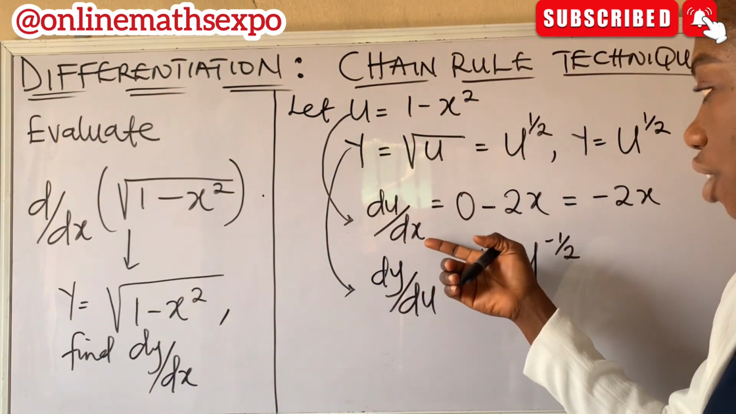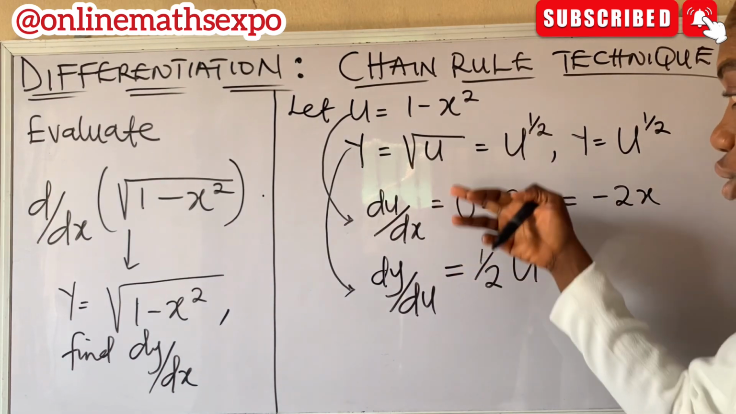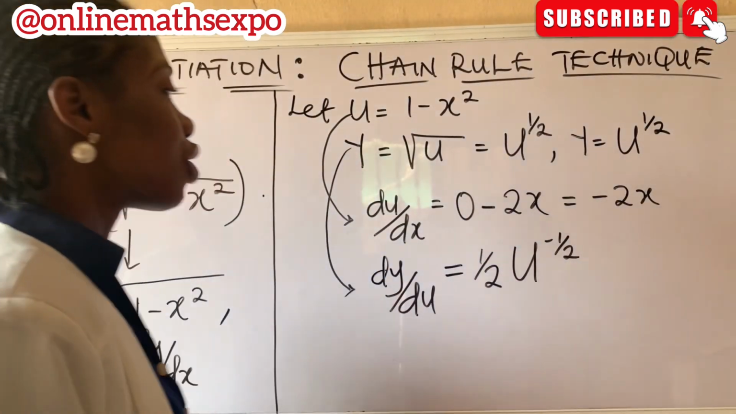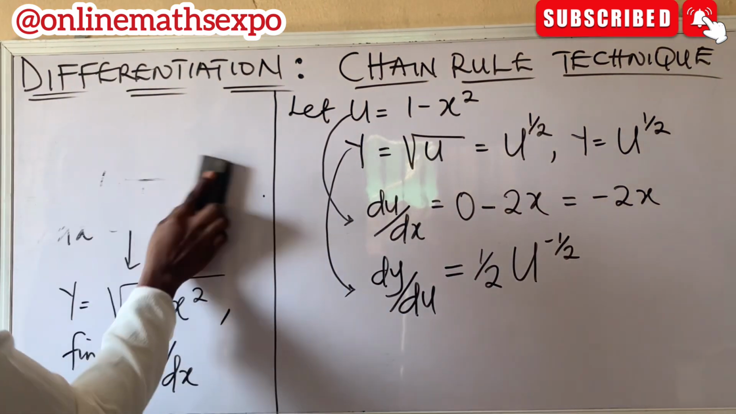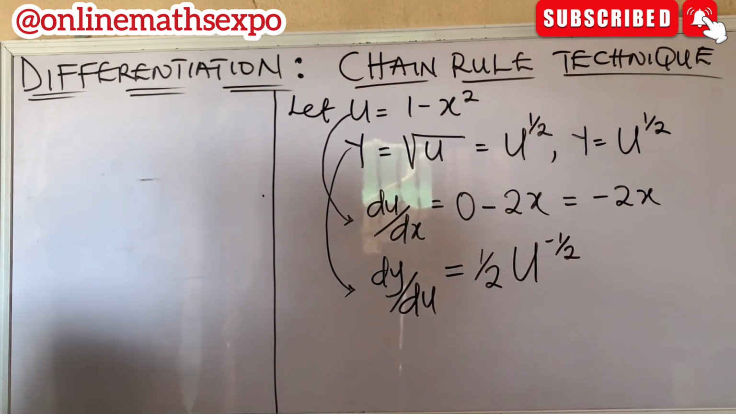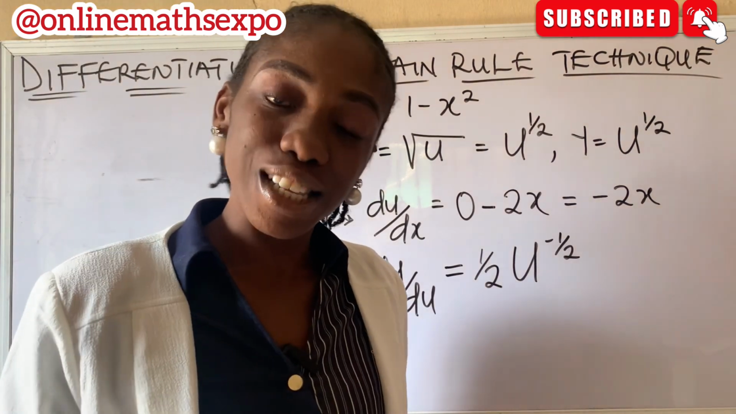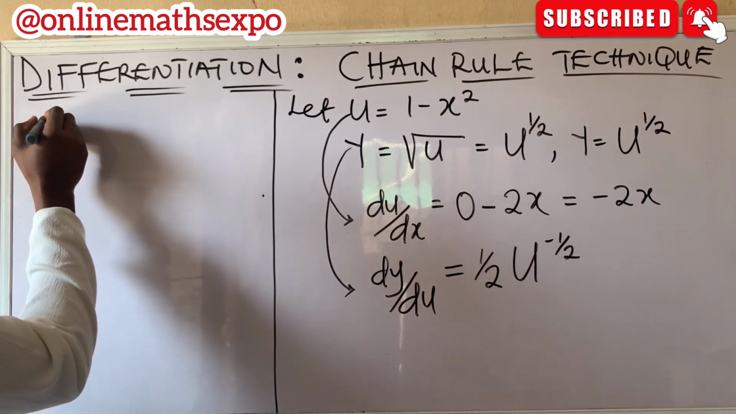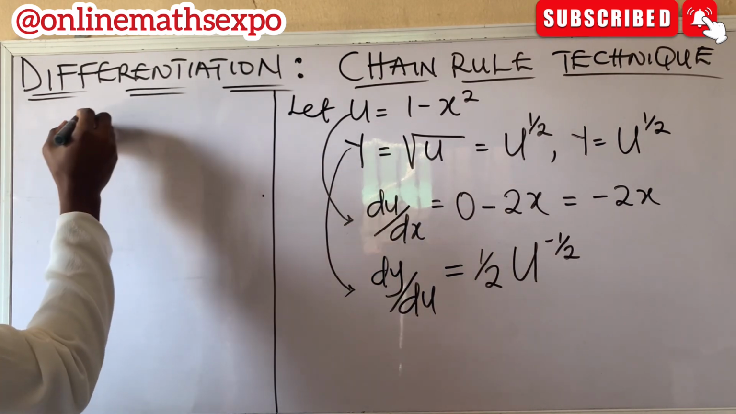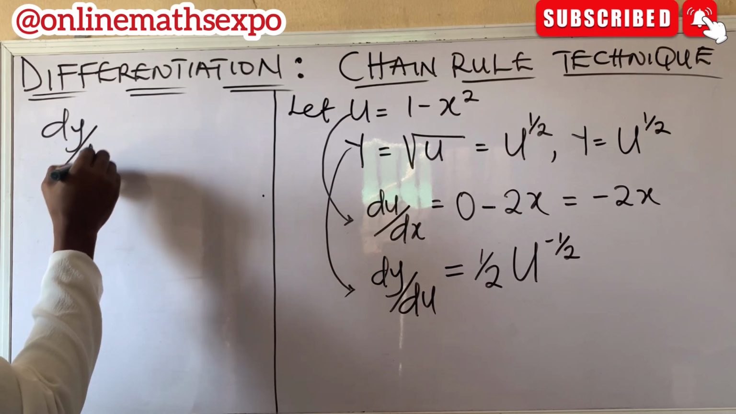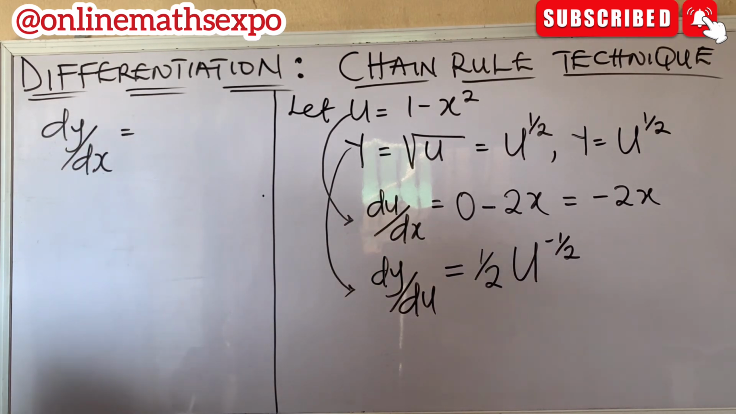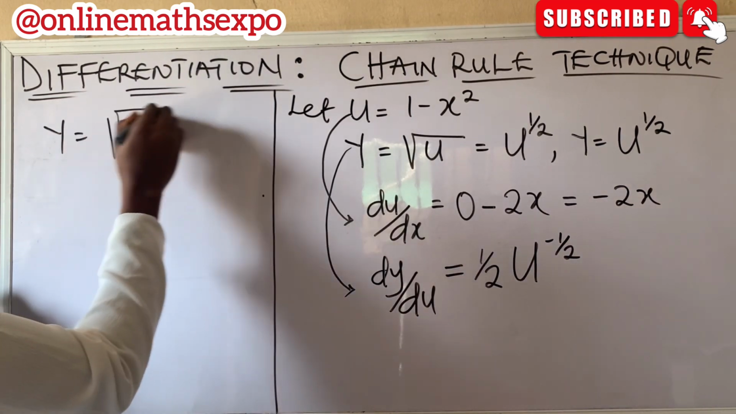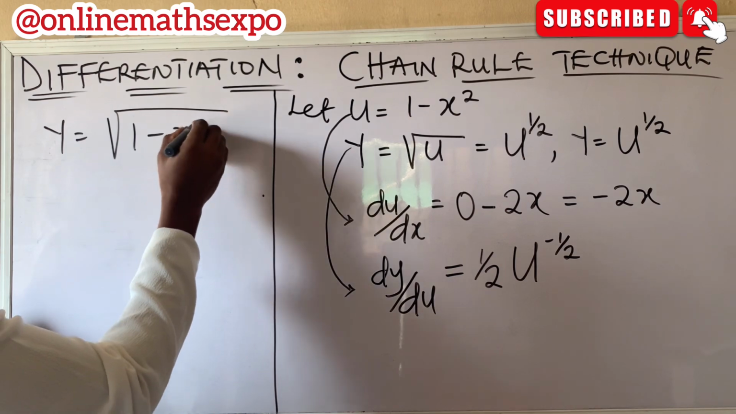And this is our du dx. Now, what do we do with these two differential values? I'm going to show you. So what we are going to do now is remember the technique for the chain rule, which says that if you have your y as a function of u, then dy dx is equal to, remember what we are given is y is equal to root of 1 minus x squared.